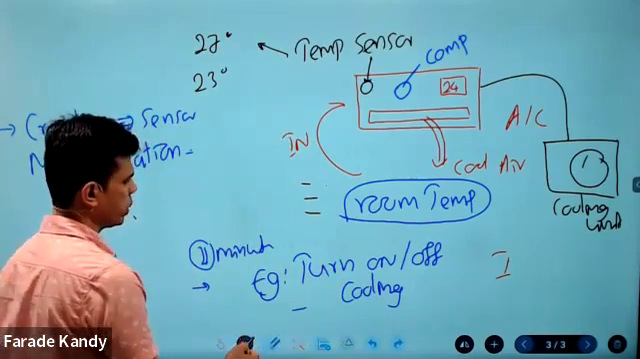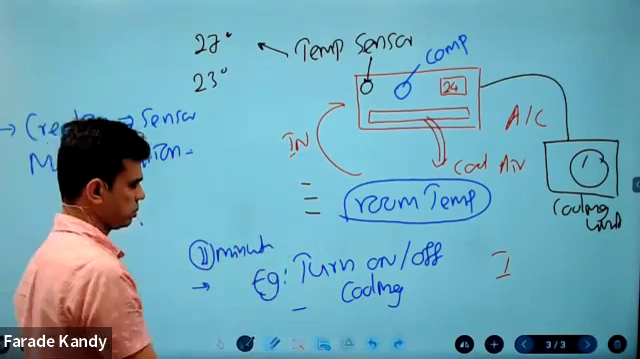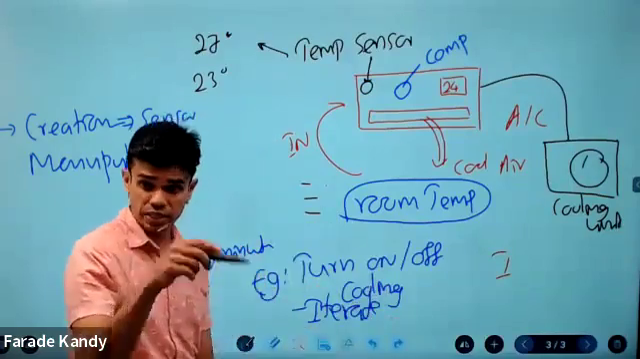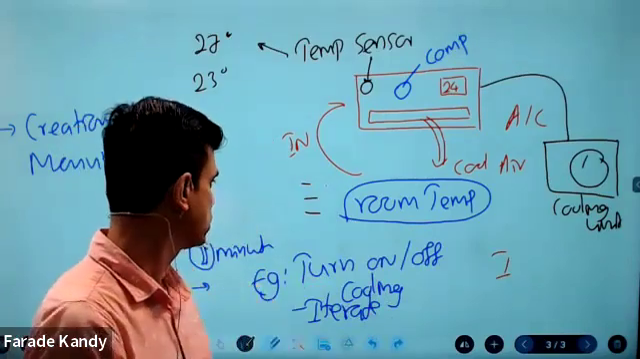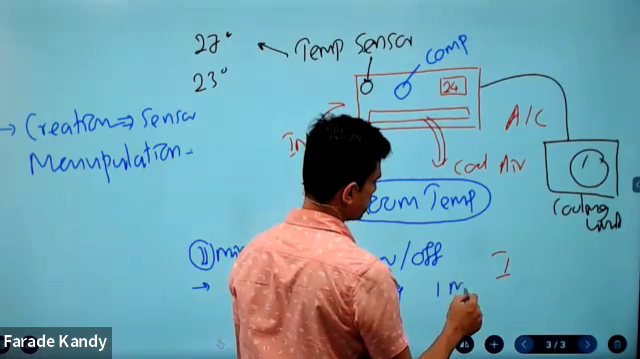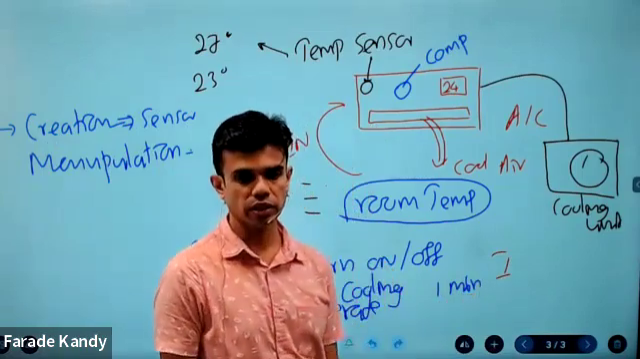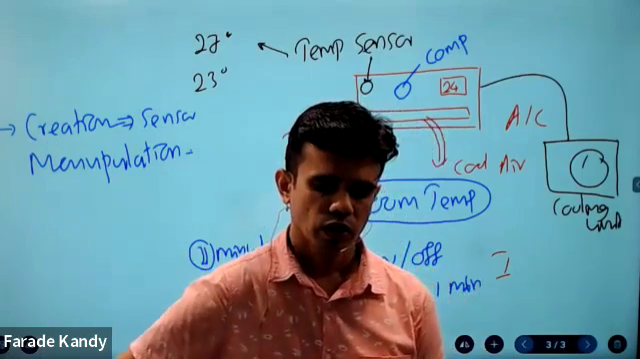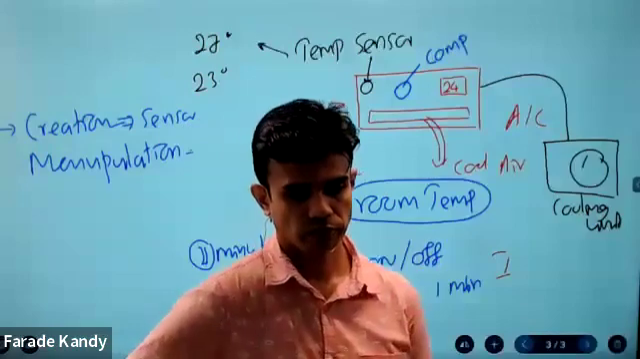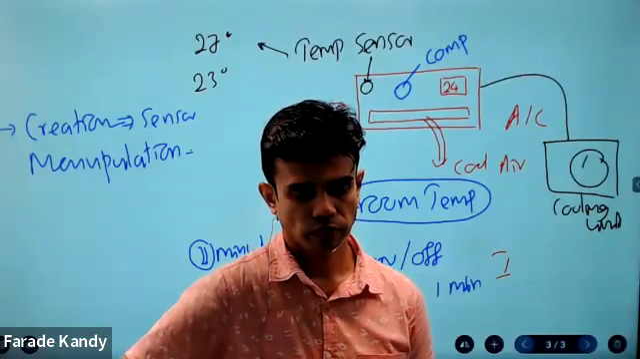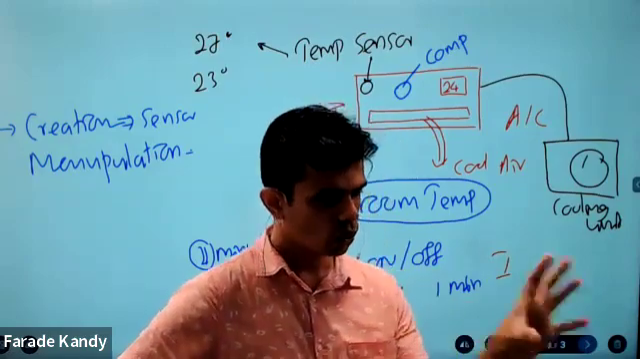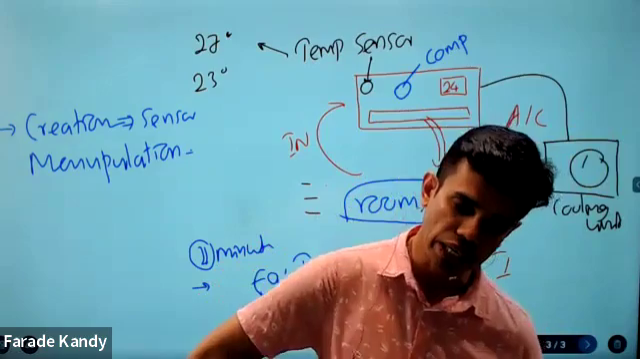Next point, still on the same example: the cycle iterates, that means repeats, in around 1 minute, to read the room temperature. I didn't explain all the steps in it, like removal and processing. You can understand that based on the previous example I gave in detail.